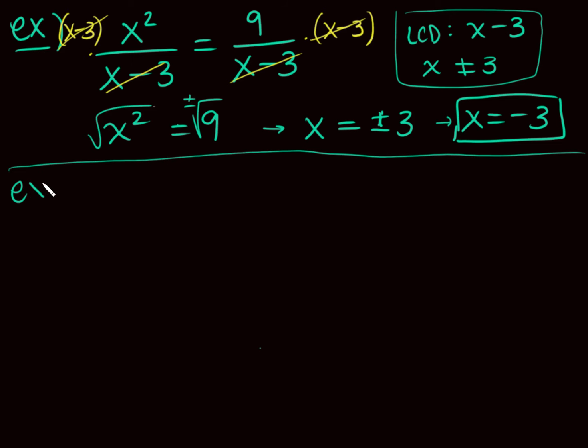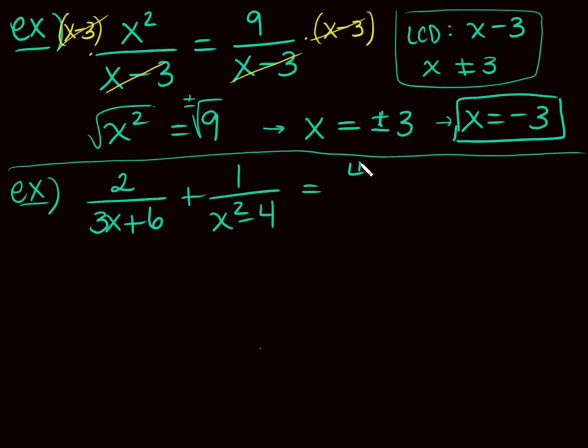Let's do another one, because these are just a good time. I really like doing these. So how about 2 over 3x plus 6, plus 1 over x squared minus 4 equals 4 over x minus 2.